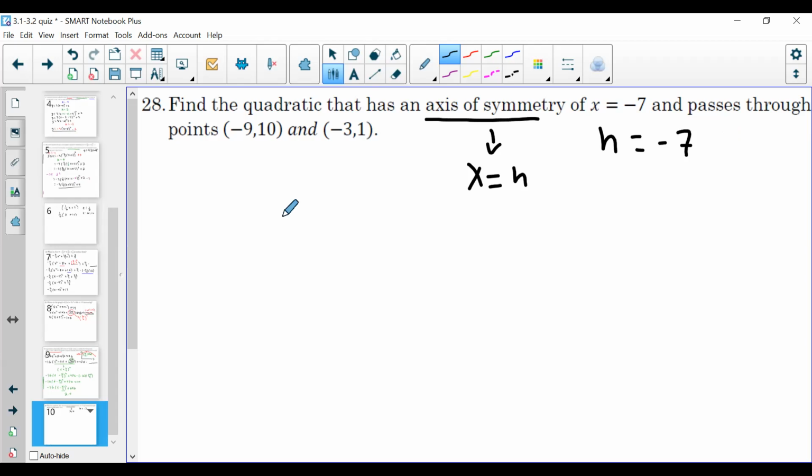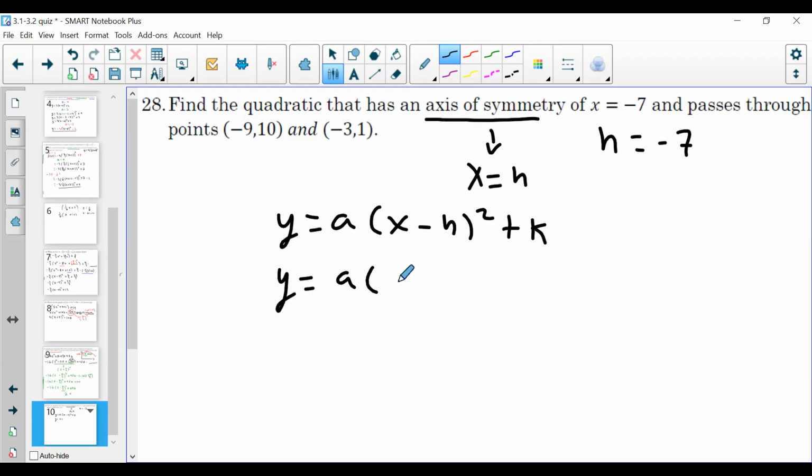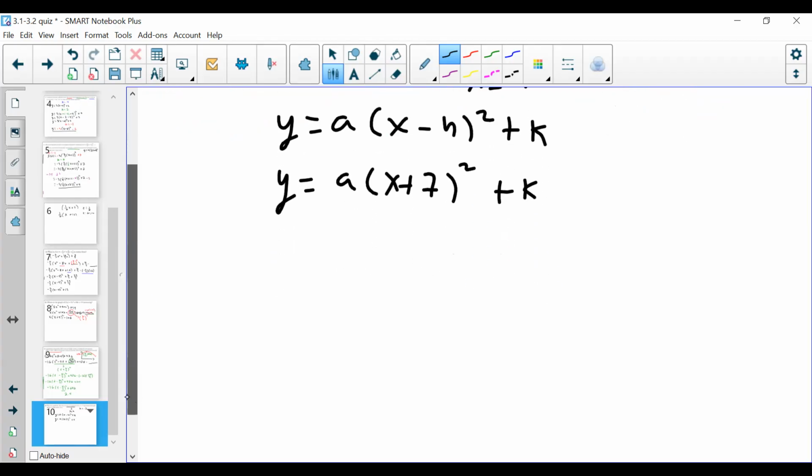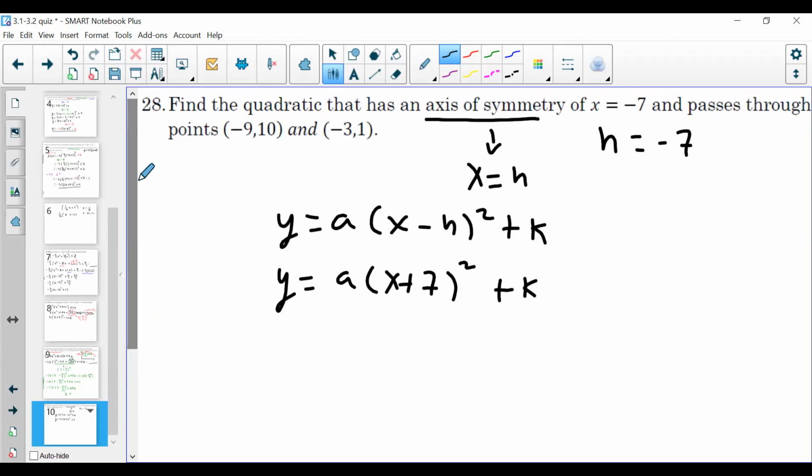So then from here, I can put it into my vertex form of y equals a times (x minus h) squared plus k. Or y is a times (x minus -7), or x plus 7, all squared plus k. All right. So I have two unknowns, right? I need to figure out what's my a and what's my k. And that's why we give you 2 points. We have two unknowns, and we can figure out our two unknowns from these 2 points because it gives us 2 equations.